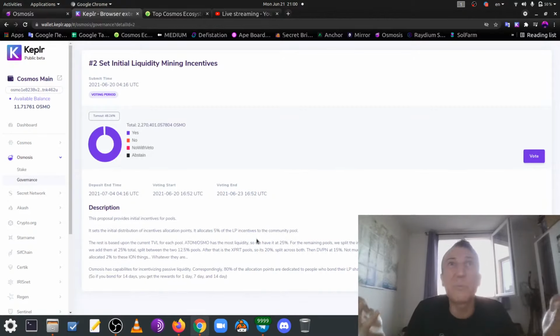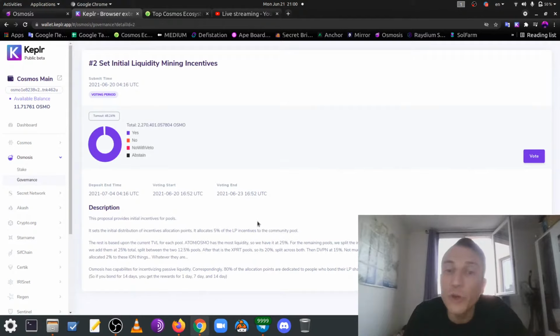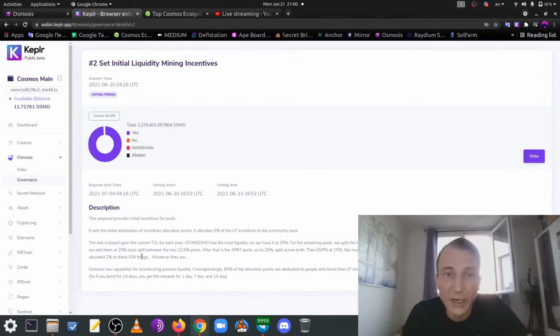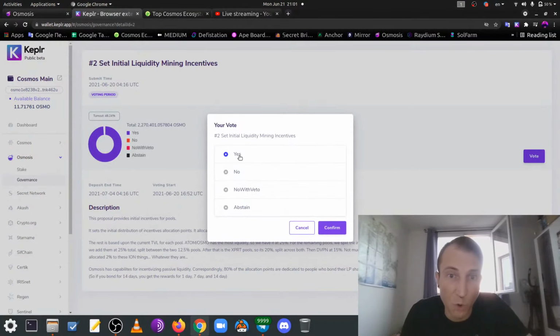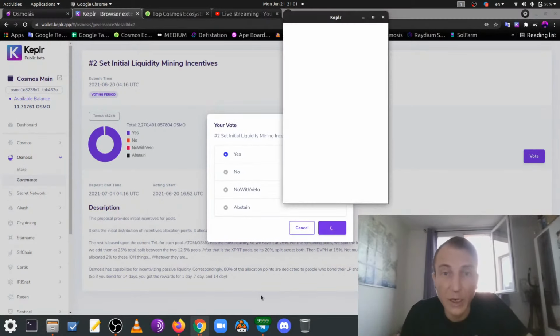And as people are not very fast at collecting funds for something, we have a community pool. This community pool is collected from some allocation points, and it will help all of us to make Osmosis better. And we vote for this, we vote yes, confirm.